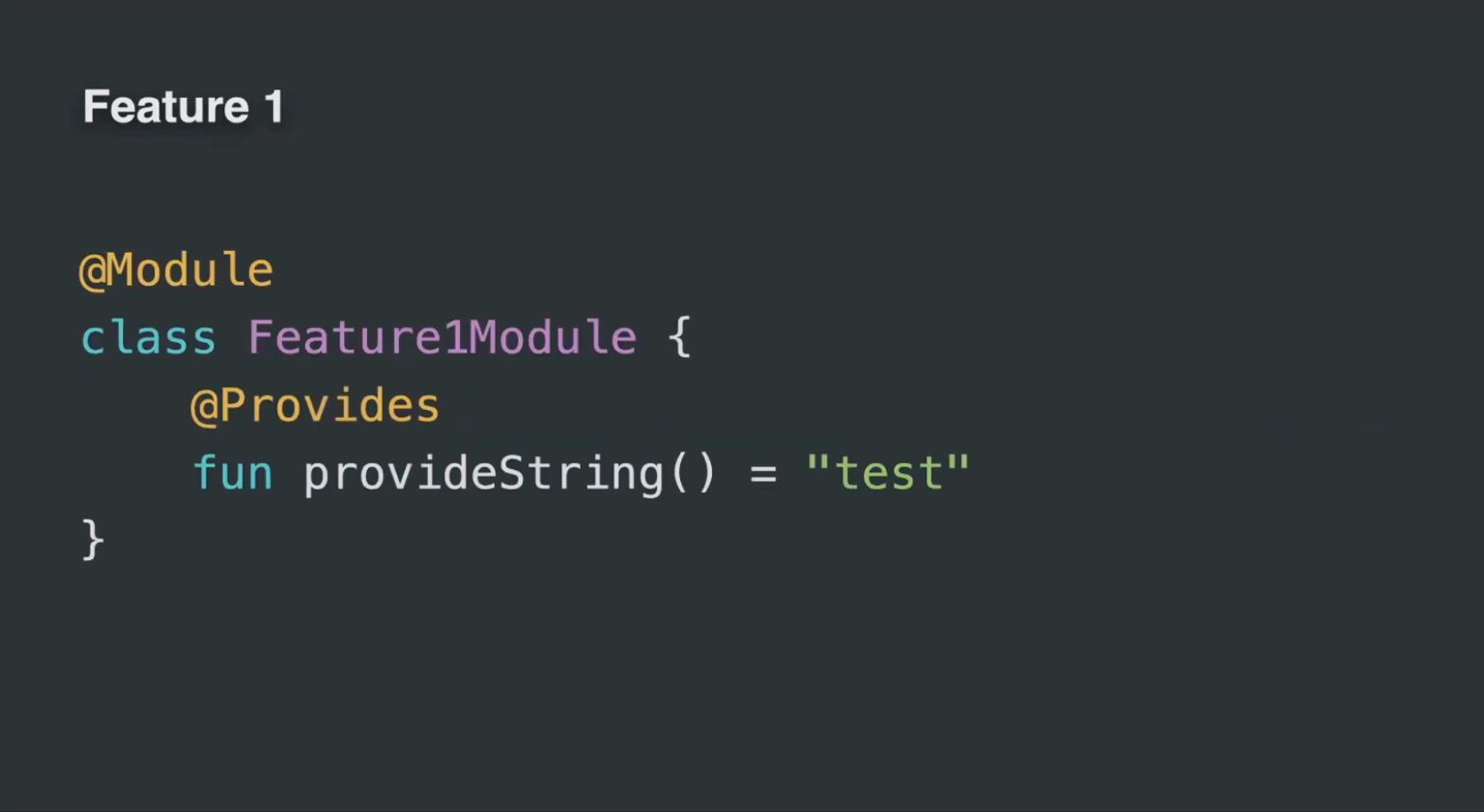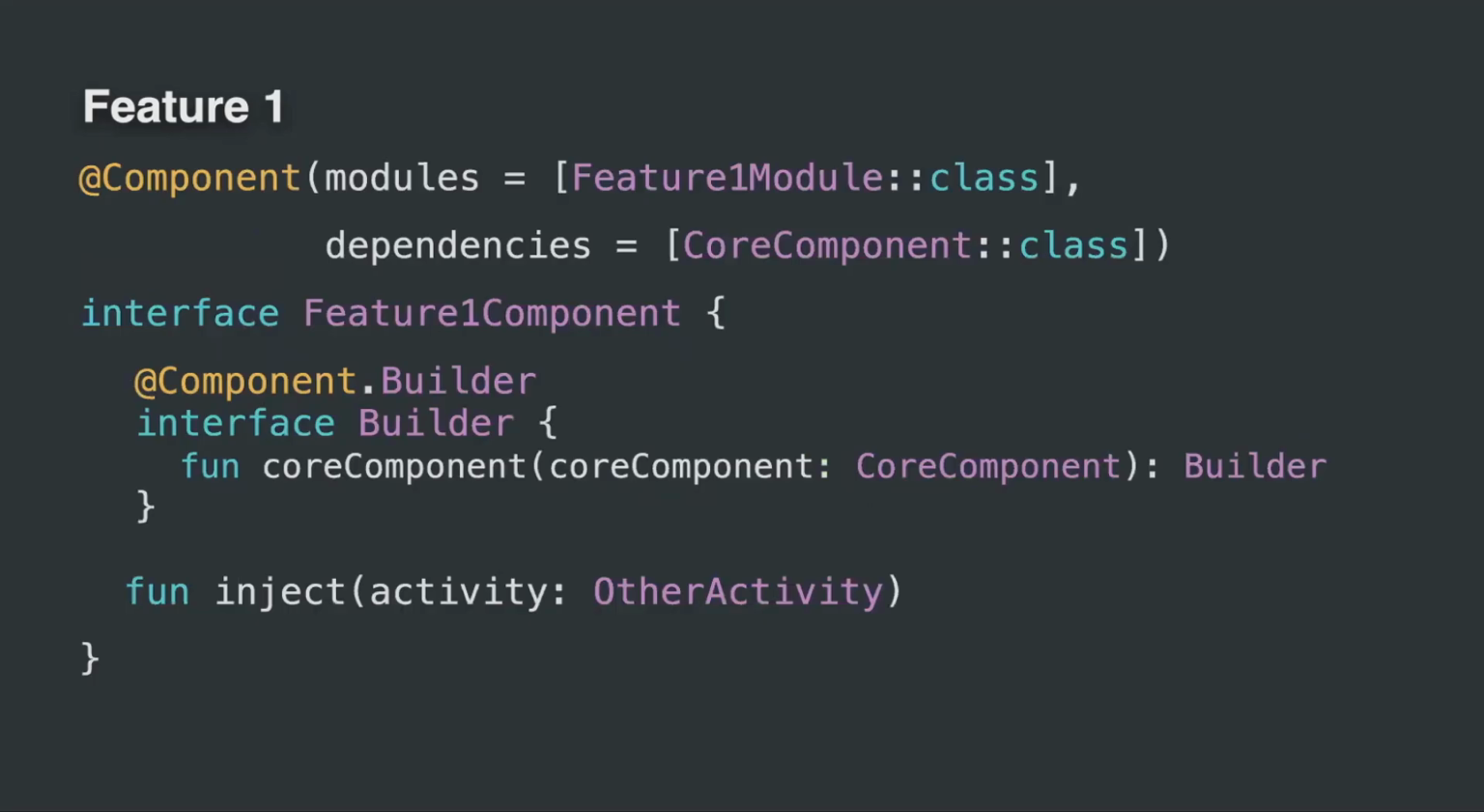Now, this is all great, but let's take one step further. Let's say we have a feature one module, which provides something like a string, just for the sake of pseudocode. And the feature one component has, again, a builder that needs the core component to initialize something. If you realize, we have a dependency on the core component. Feature one needs something that core provides, and we need this to get that expensive object. Maybe we need to do something within the feature one activity and so forth.